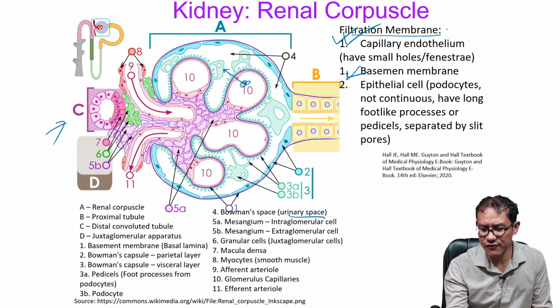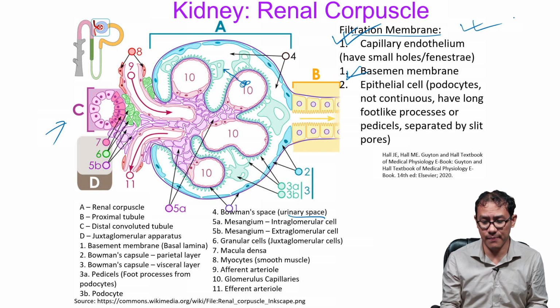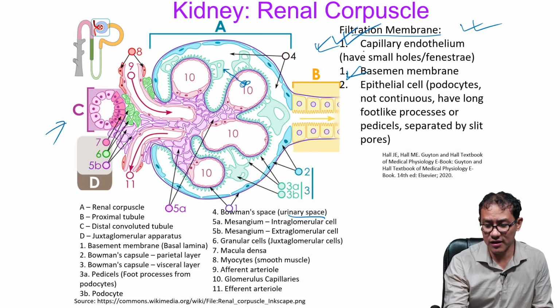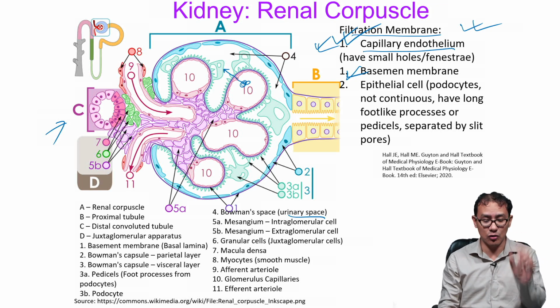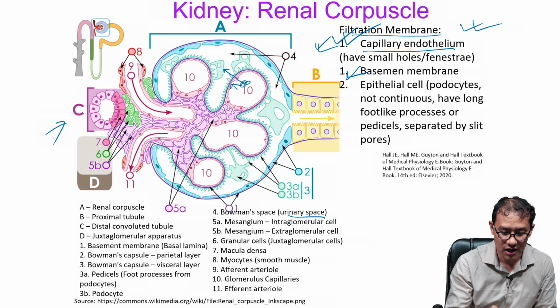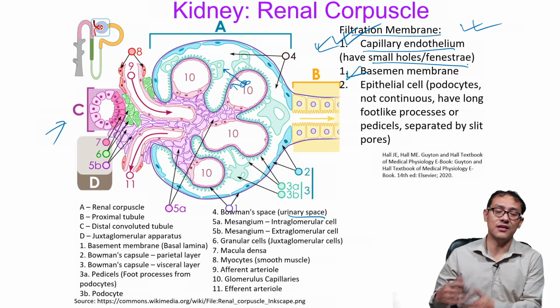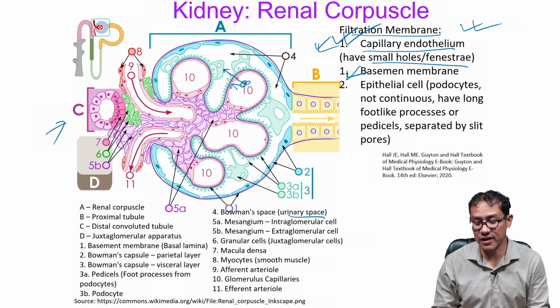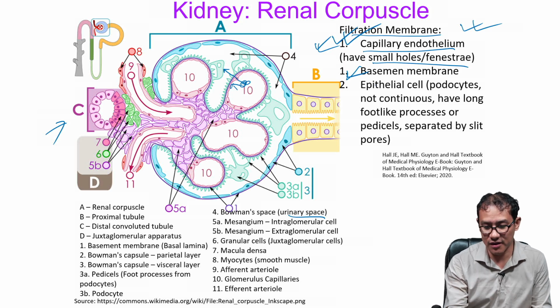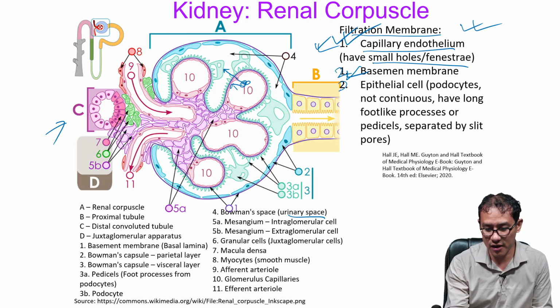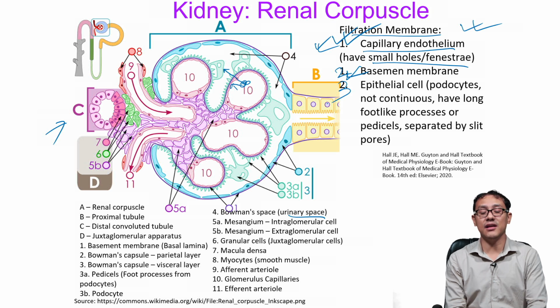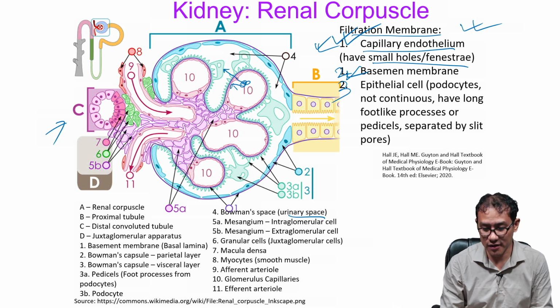So, this basically forms what is known as the filtration membrane. The filtration membrane is first formed by the capillary endothelium, and this endothelium contains small holes, or fenestrations, which favor the filtration process. Then the basement membrane is there. Number 2 is the basement membrane, and number 3 is the epithelial cell.